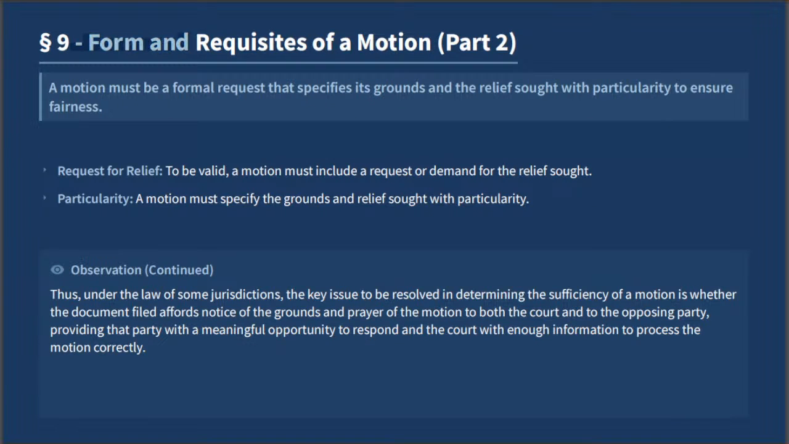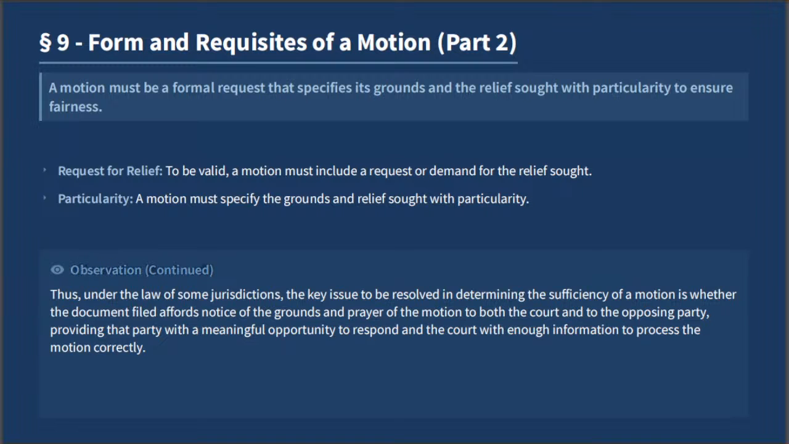We're on to the form and requisites of a motion. A motion must be a formal request that specifies its grounds and the relief sought with particularity to ensure fairness. The request for relief: to be valid, a motion must include a request or demand for the relief sought. Particularity. A motion must specify the grounds and the relief sought with particularity.